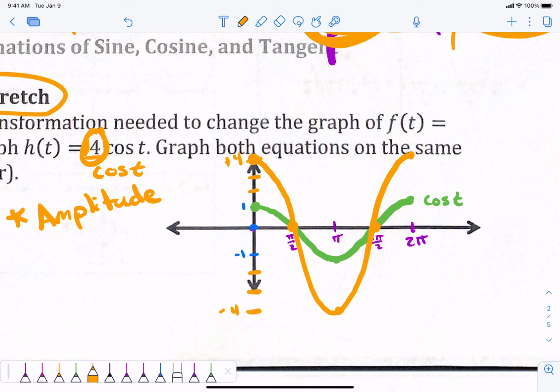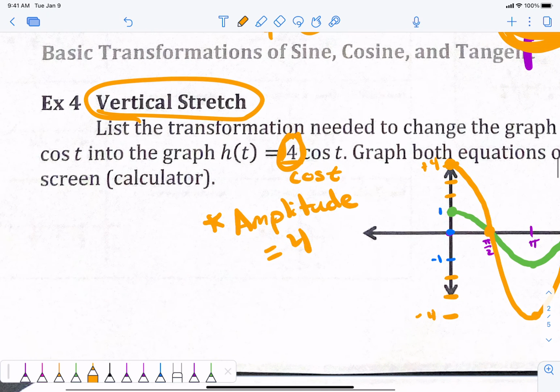So the amplitude now is 4, and what was it before? 1. People think all the time that the amplitude of the original cosine is 2 because he goes up to 1 and down to -1, right? But the amplitude is not 2. It's from the center point up to how tall he goes, or the center point down below. So the amplitude of the original cosine is just 1. The amplitude of the cosine that we just graphed was 4, because he goes up to 4 and down to -4. Does that make sense?